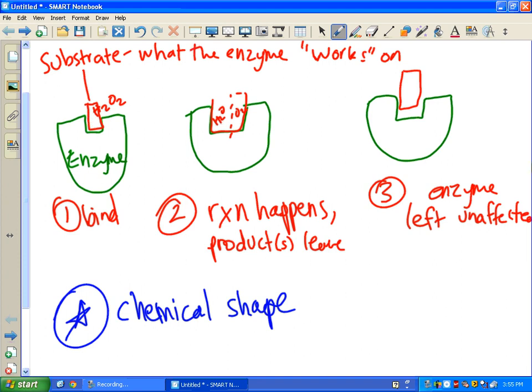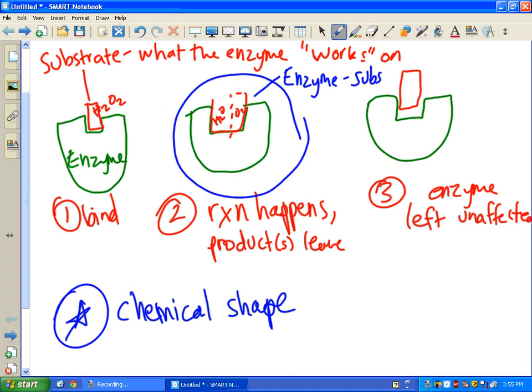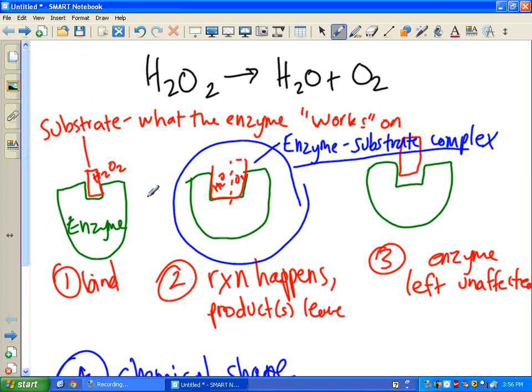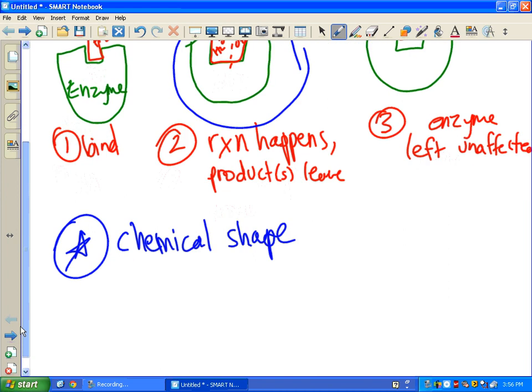So this right here has a special name, and that's called the enzyme substrate complex. And that just means it's the enzyme and the substrate bound together, binding. And that's basically what you need to know for how the enzyme does it. It's all based on chemical shape.